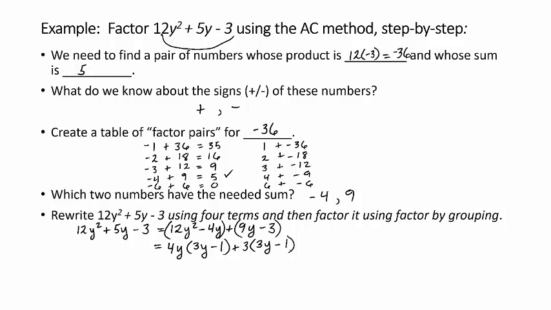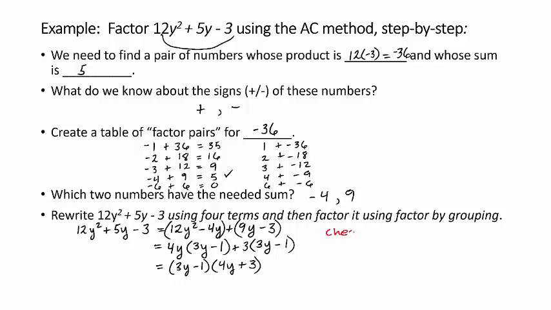Okay, now 3y minus 1 is common to both of those terms, right? So I can pull out a 3y minus 1, and the remaining stuff, 4y plus 3. Okay, so we've factored this trinomial into the quantity 3y minus 1 times the quantity 4y plus 3.